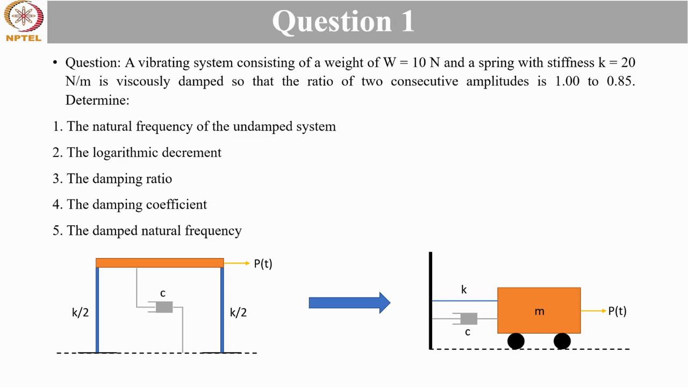Okay, so let's start with the first question. Question one says: a vibrating system consisting of a weight of 10 Newton and a spring of stiffness equal to 20 Newton per meter is viscously damped so that the ratio of two consecutive amplitudes is 1 to 0.85. We need to determine the natural frequency of the undamped system, the logarithmic decrement, the damping ratio, the damping coefficient, and the damped natural frequency.